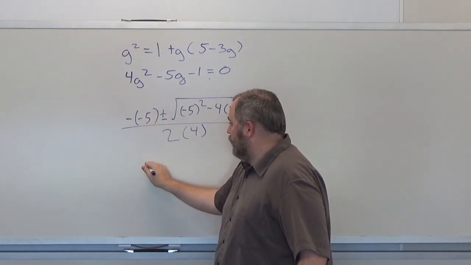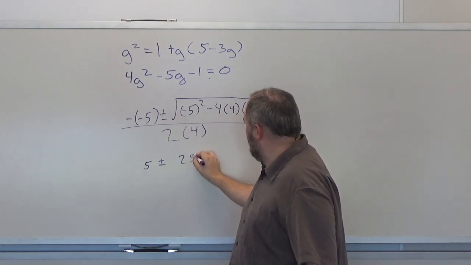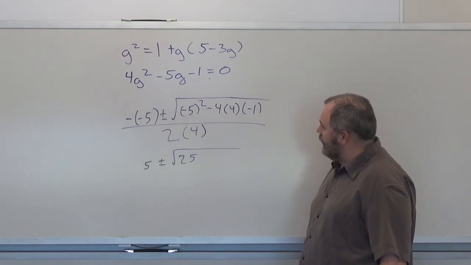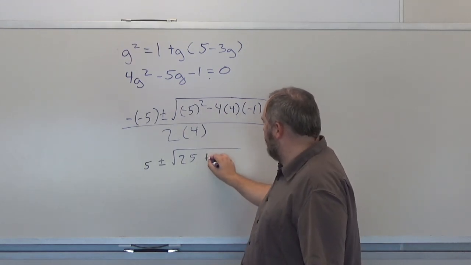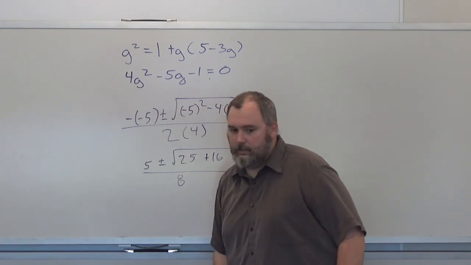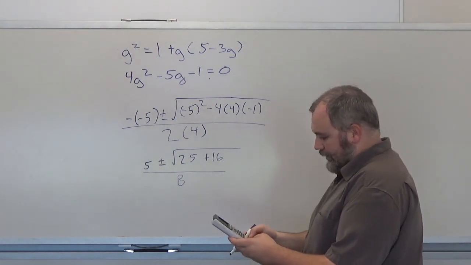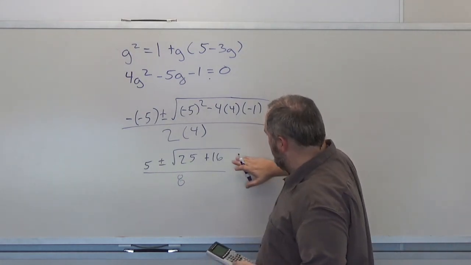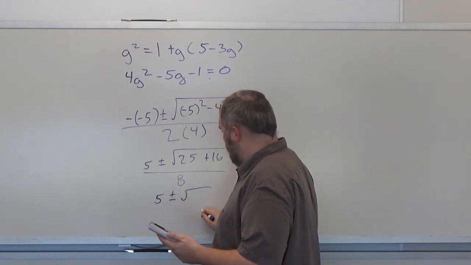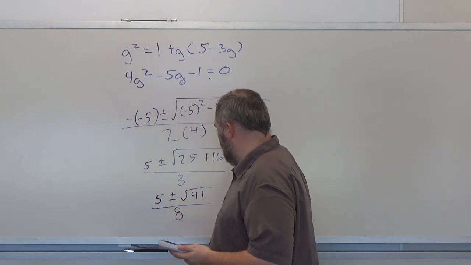This is going to give me a positive 5 plus or minus the square root of 25. 4 times 4 is 16. That's going to give me a plus 16, all over 8. Alright, so let's see what we have. 25 plus 16 gives me 5 plus or minus the square root of 41 all over 8.